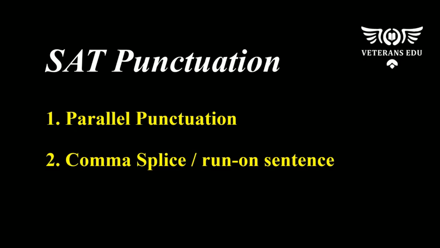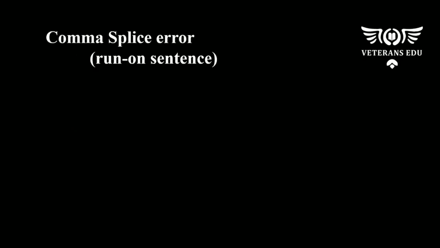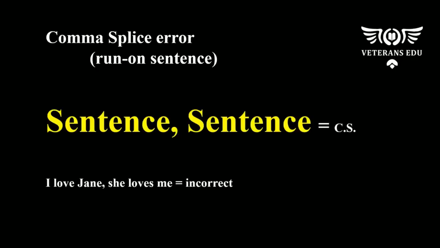So what is comma splice? Comma splice, or run-on sentence, is an error that occurs when you're separating two sentences with just a comma. For example, in the sentence on the screen, "I love Jane, comma, she loves me," I'm separating two sentences with a comma, and this is an error that we have to fix.